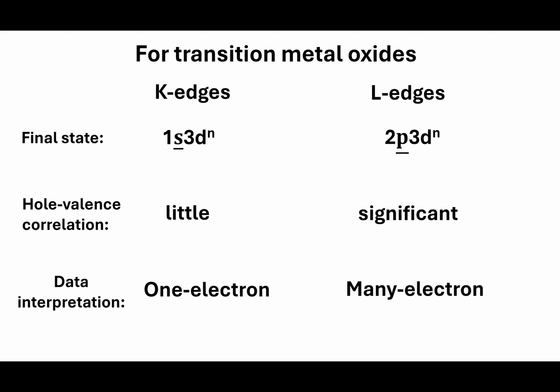So in that case, the correlation between the hole and the valence is significant, and there's no chance to still pretend it's one electron. It's many-electron physics.